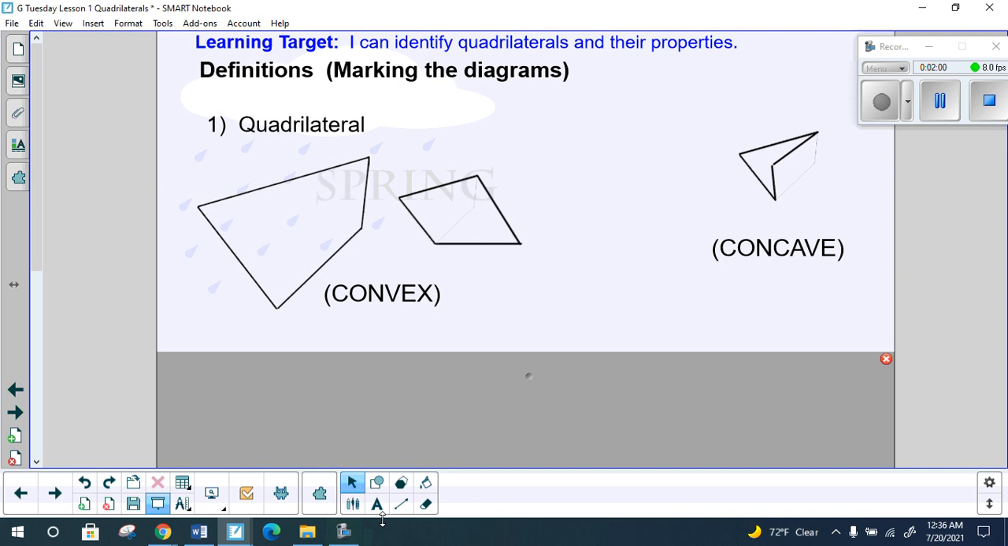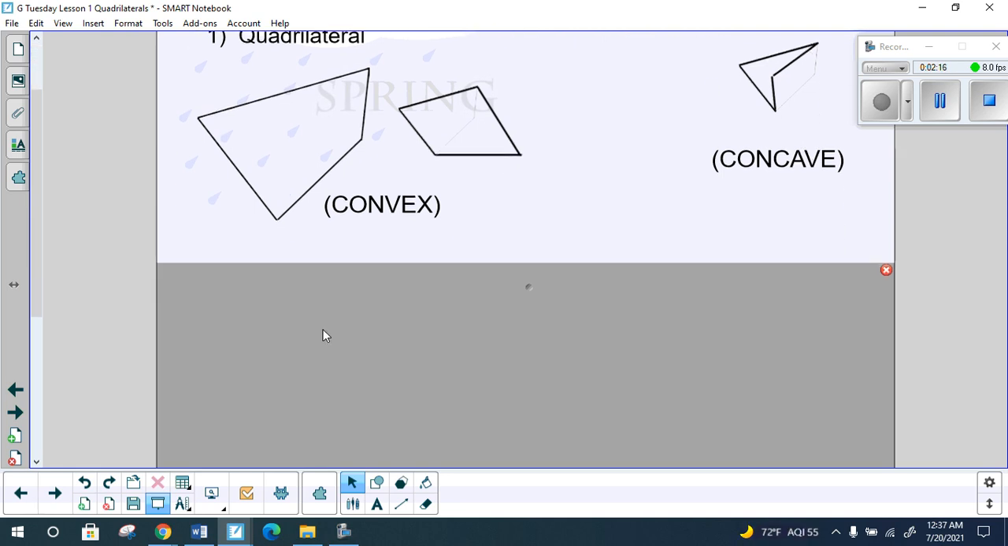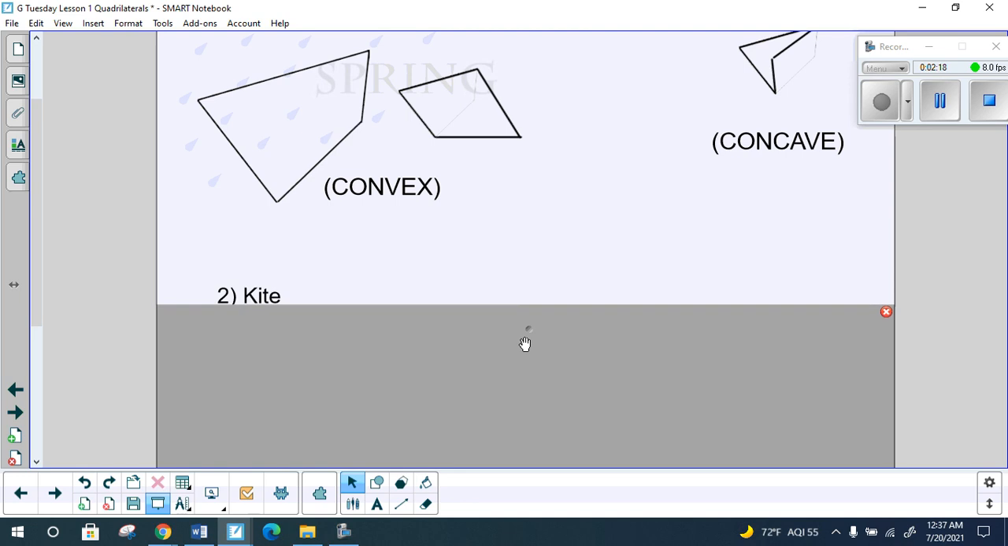So the difference is there's like an indent in the concave one. So the properties that we're going to be looking at today and talking about later today won't be talking about concave. We'll mostly be talking about convex polygons.